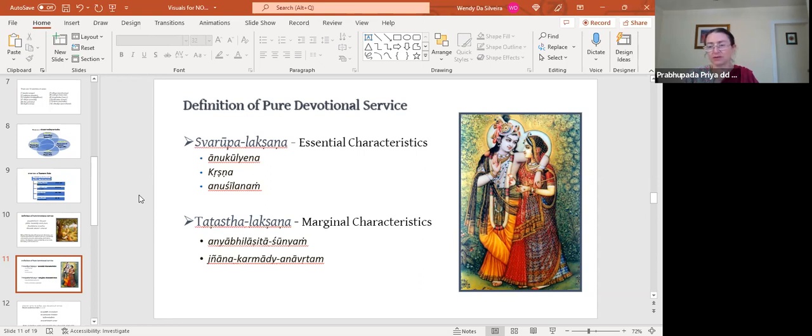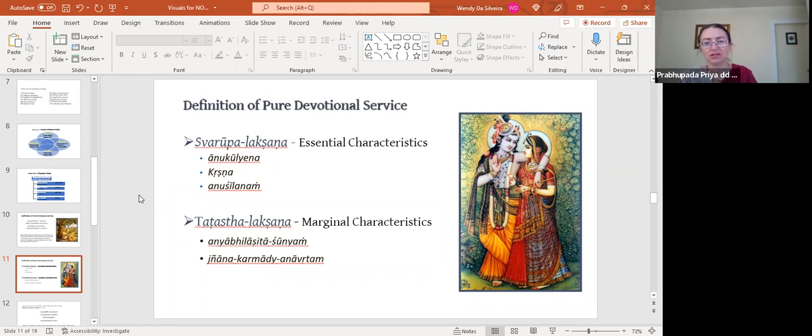It's activities using body, mind, and words. Some of them positive things that we should do, some of them negative things that we stop doing. So all those activities for the pleasure of Krishna, that are done in a mood that's favorable for the pleasure of Krishna, that's bhakti. The Swarup Lakshana define the basic bhakti. So as long as you're doing some activity for the pleasure of Krishna, you're doing bhakti. That's like entry level bhakti.